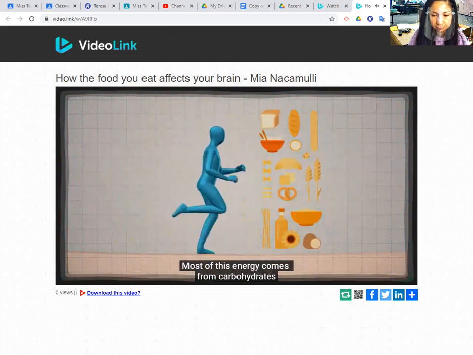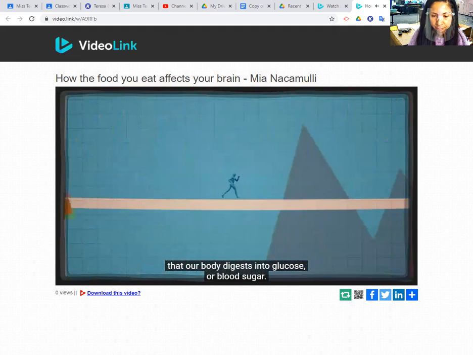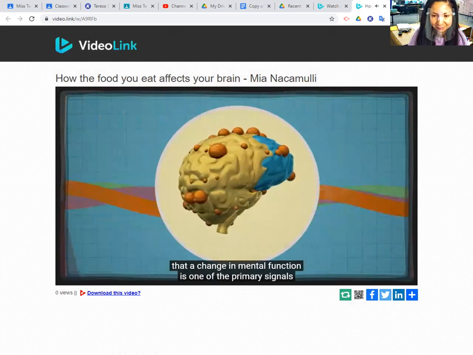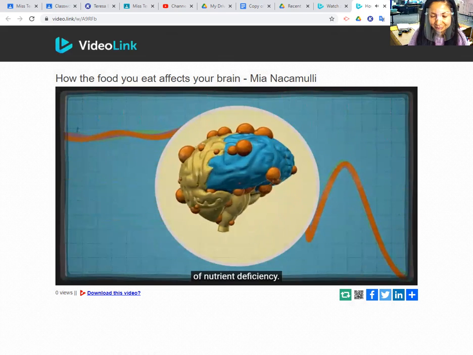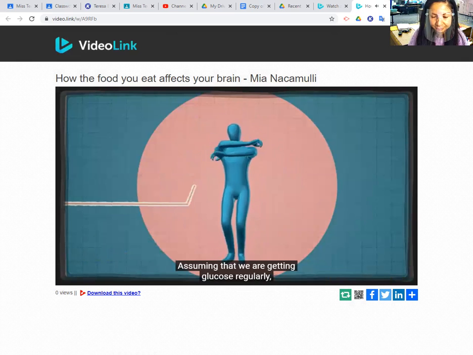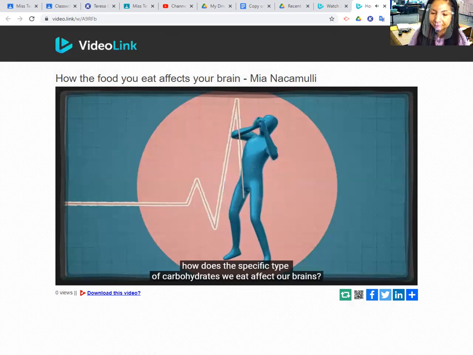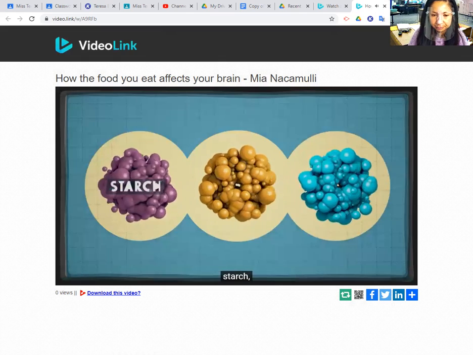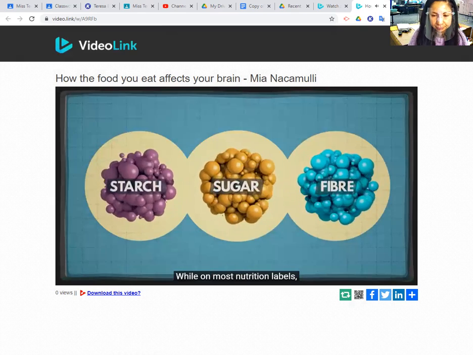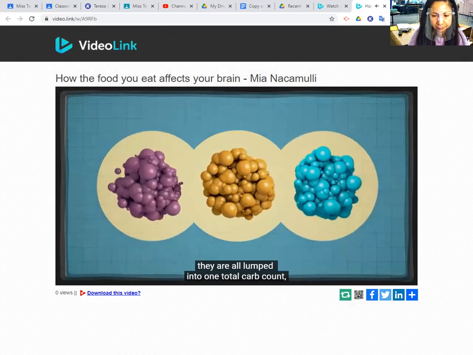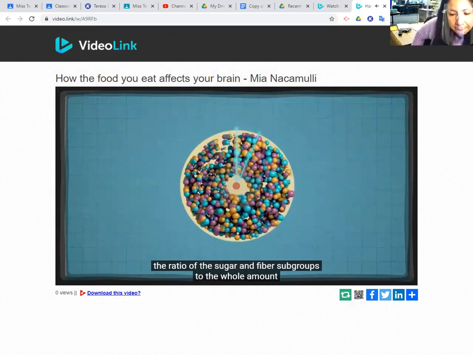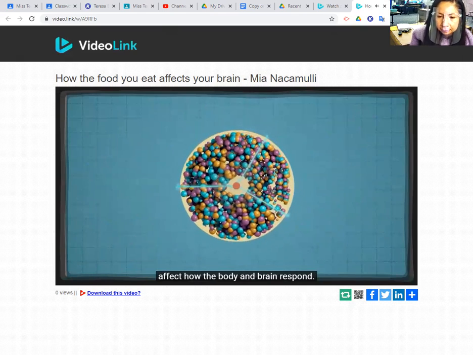Most of this energy comes from carbohydrates that our body digests into glucose or blood sugar. The frontal lobes are so sensitive to drops in glucose, in fact, that a change in mental function is one of the primary signals of nutrient deficiency. Assuming that we are getting glucose regularly, how does the specific type of carbohydrates we eat affect our brains? Carbs come in three forms: starch, sugar, and fiber. While on most nutrition labels, they are all lumped into one total carb count, the ratio of the sugar and fiber subgroups to the whole amount affect how the body and brain respond.